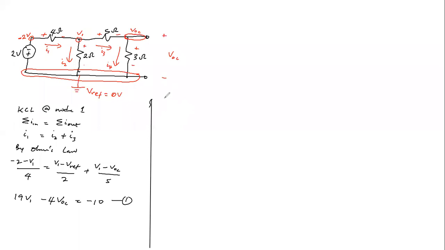So now, let us write KCL at the open circuit node. We know the sum of the currents into the node is the same as the current out of the node. Here, this current actually flows out, let's say it's I5, but it's 0. So I3 flowing in is the same as I4 plus I5. Since I5 flows through the open circuit, we know I5 is equal to 0. So we have I3 is the same as I4.